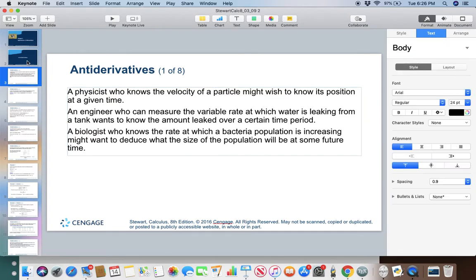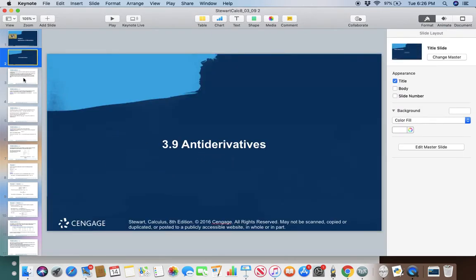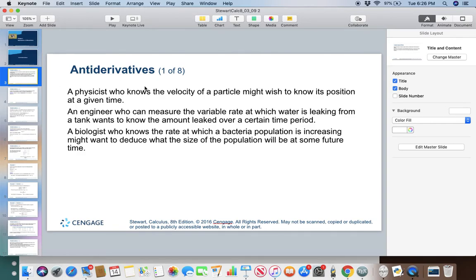So let's go through antiderivatives. Antiderivatives means opposite of derivatives. We'll see in a few minutes what that means. Let's go through some examples.